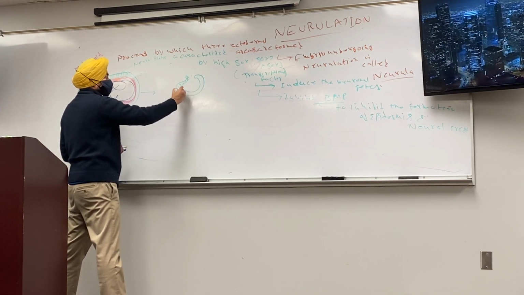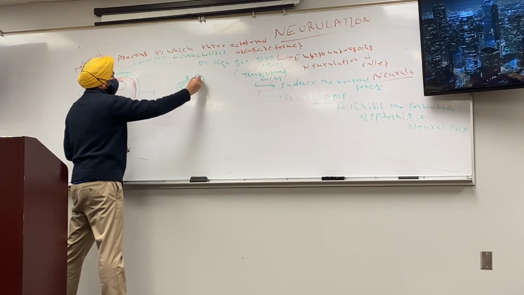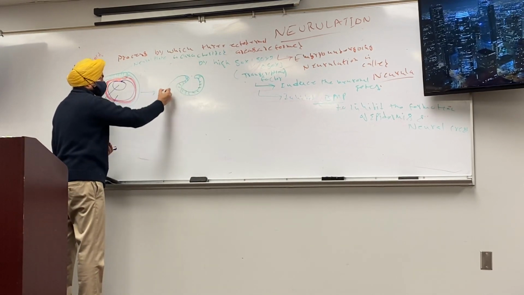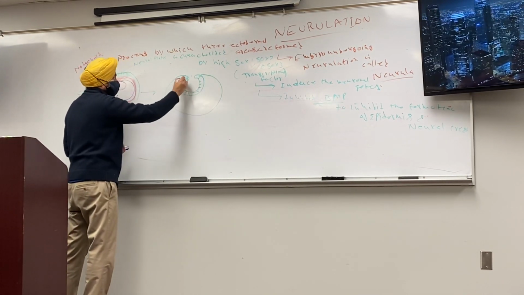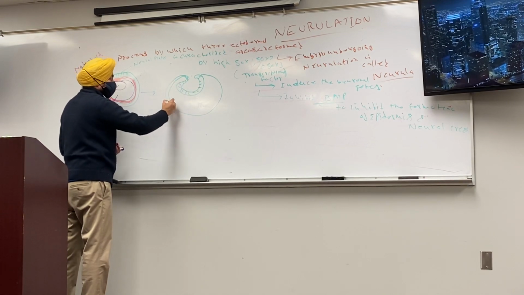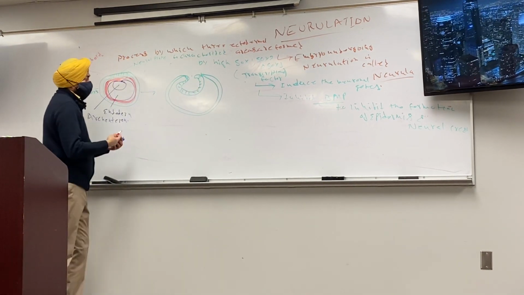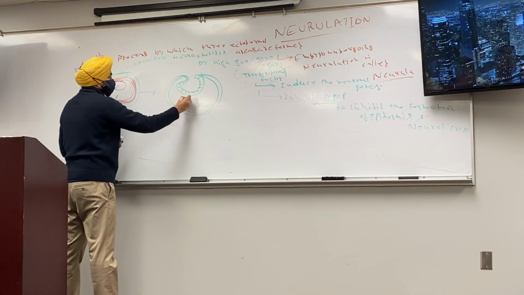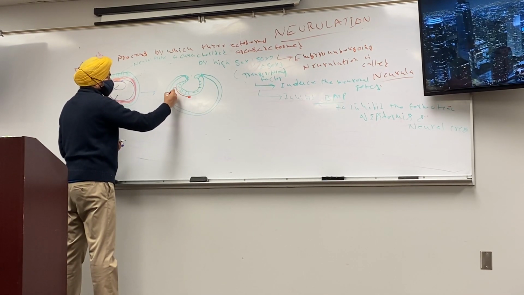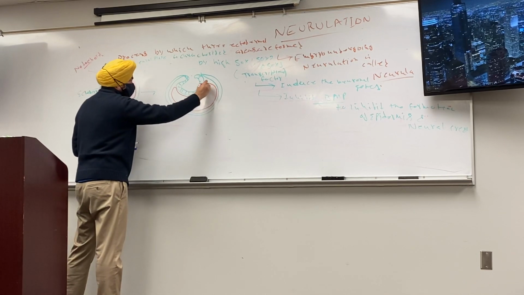This is your neural plate structure. This invaginates like this. And then when that is happening, this is your neural cord structure. That structure is also kind of changing its shape like this.